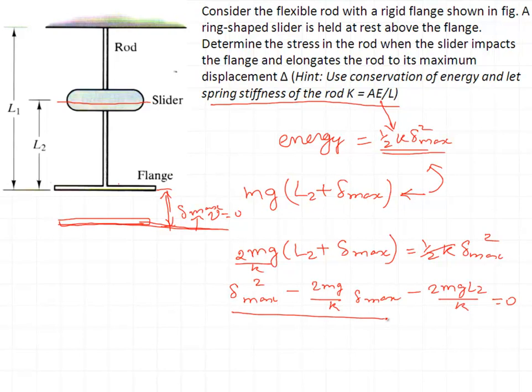Rearranging this, we solve this quadratic equation and find out what is delta max. And that's the maximum deflection it has undergone. In this particular case, they have given it as delta, and therefore there is nothing but delta. That solves the problem.